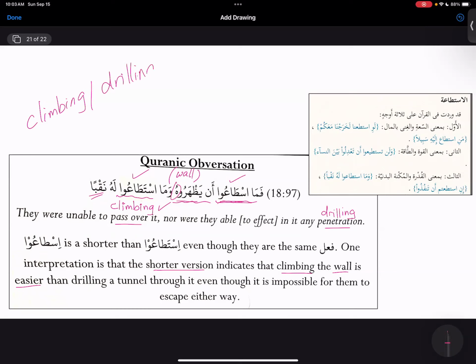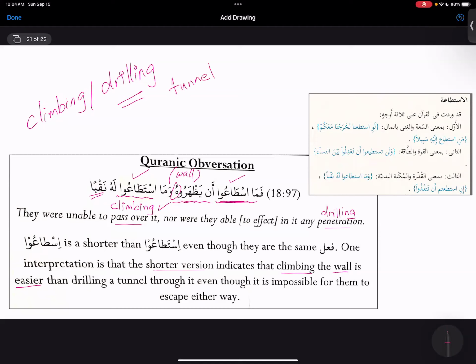Drilling is easier? Climbing. Climbing is easier. Climbing, you are just climbing. And drilling, can you imagine you are drilling a mountain? So you can climb easily or you can drill into the mountain easily. What is easier? Climbing. So drilling means you are making a tunnel.